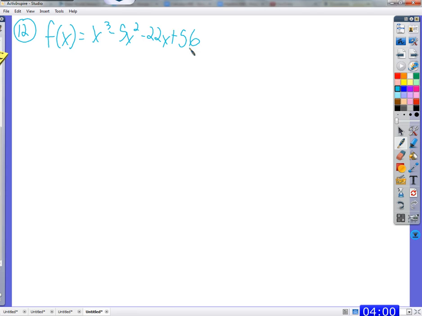Okay. So let's do it again, but for one that will actually work out, where we can find the rest of the zeros. Let's first make our list of factors of the constant. What are the factors of that constant? 7 and 8. Plus or minus 7, plus or minus 8. 1 and 56. 2 and 28.